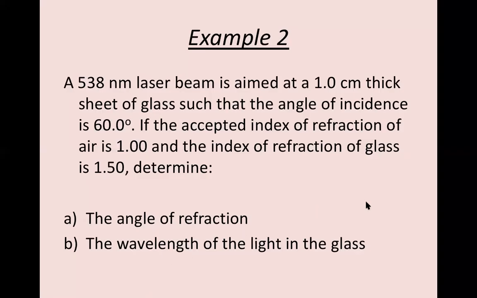So let's try an example. Let's say we have a 538 nanometer laser beam. Now that is the wavelength of that light wave. And it's aimed at a 1 centimeter thick sheet of glass such that the angle of incidence is 60 degrees, and the accepted index of refraction of the air is 1 and the index of refraction of glass is 1.5. Determine the angle of refraction and the wavelength of the light in the glass. So those two things we're going to find.